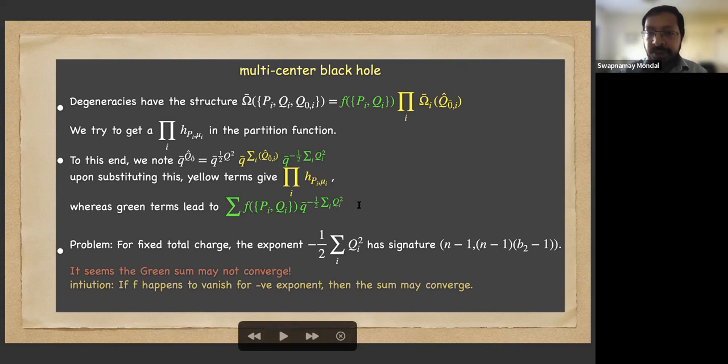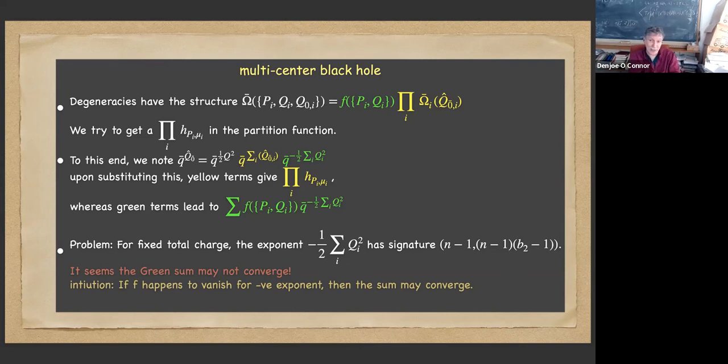Now, for example, each individual q had signature 1, b2 minus 1. There are n of them, suppose there are n centers. But since we have fixed the total charge, it's really an n minus 1 dimensional problem. So you have n minus 1 positive directions. With this minus sign, it becomes n minus 1 negative directions in your sum. So it seems that it would not converge. In fact, in general, for a general f, it would not. The only way out could be if f happens to have some structure such that whenever this exponent is negative, this coefficient vanishes. If it happens to be like that, then this sum would converge. Is this point clear? Yes, that term is absent if its coefficient is 0.